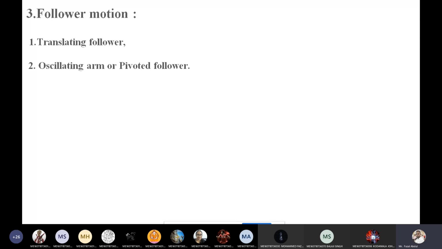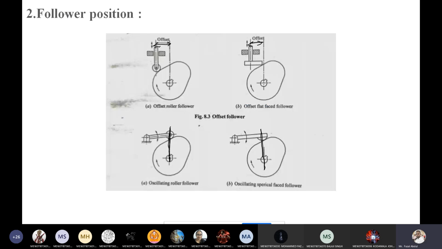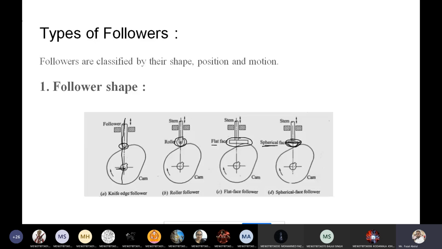Third one is based on the follower motion. Follower motion has two types: one is the translating motion, one is the oscillating motion. See in the previous diagrams, in the first diagram, here you can find the translating motion, reciprocating motion. See the representation here. Reciprocating motion, translating motion.